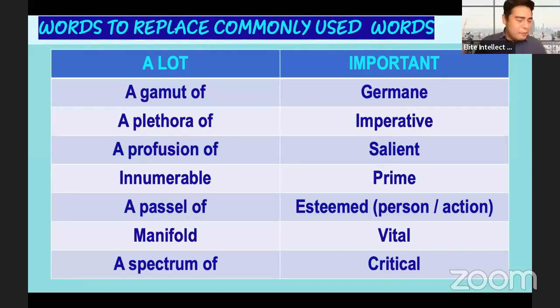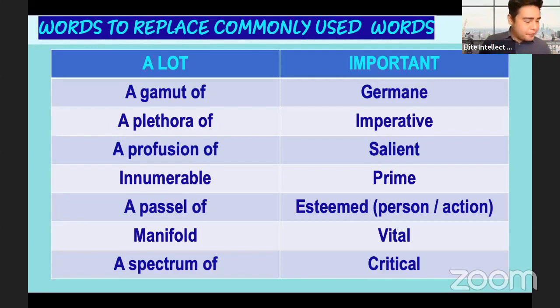Okay, what else? Hello from UAE. Hello, Kathleen De La Peña. Okay, instead of saying a lot, you can say a gamut of, a plethora of, a profusion of, innumerable, a passel of, manifold, a spectrum of.